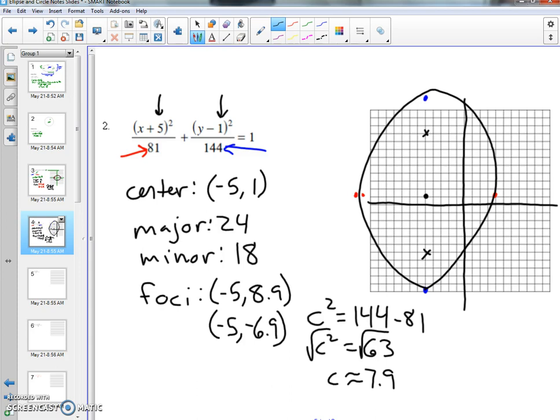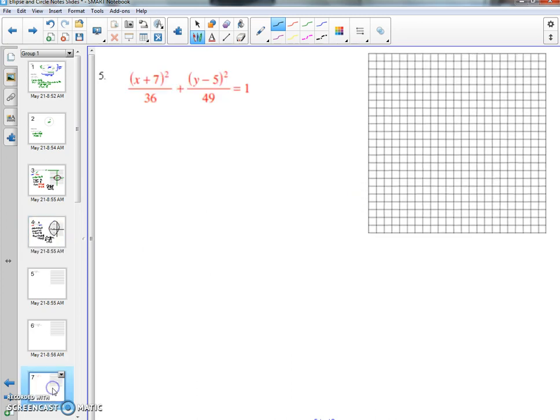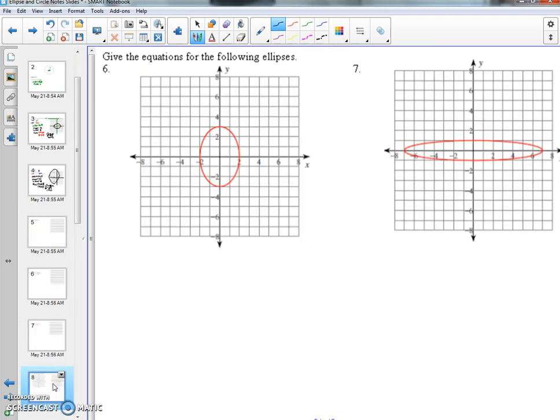All right, so I'll leave the rest of the ellipses there for you to graph. That's really the gist of it. So we're next going to look at number 6. So here they give you the ellipse and they want you to write the equation. So what I'm going to do is first figure out where my center is at. So here my center is 0, 0.